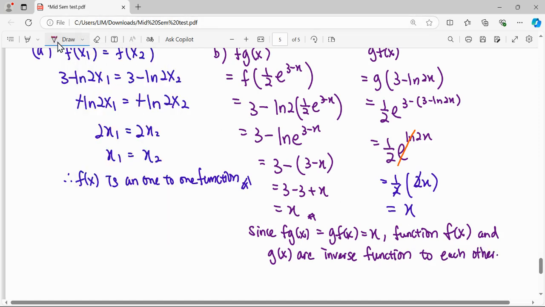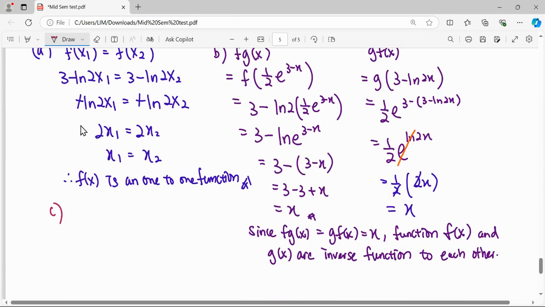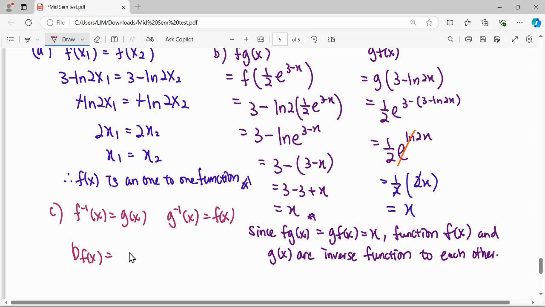So we are done for that. Then question C, we're going to find the domain of f(x) and g(x). Since the functions f(x) and g(x) are inverse to each other, it means f inverse is g(x) or g inverse is f(x). Therefore, we can refer to their domains. So we find the domain of f(x) first. For the domain of f(x), there is ln, so what the ln brings here, which is 2x, must always be greater than 0. When we simplify, x is greater than 0, which is 0 to infinity, not included.